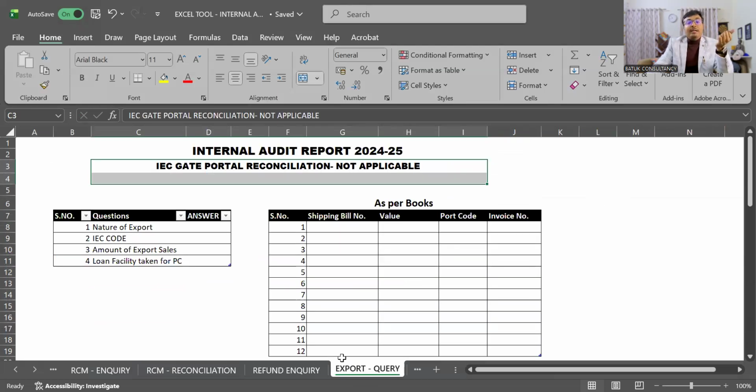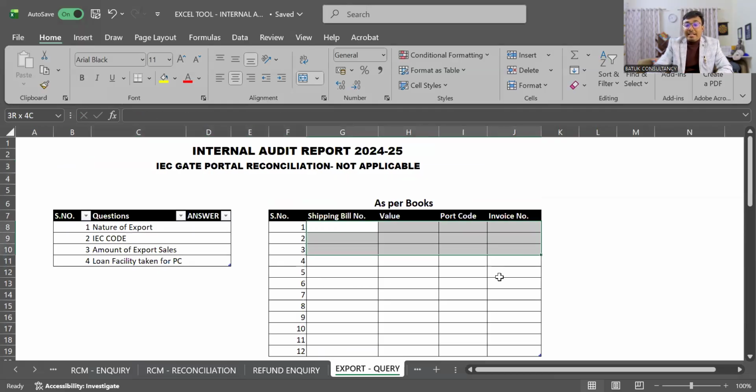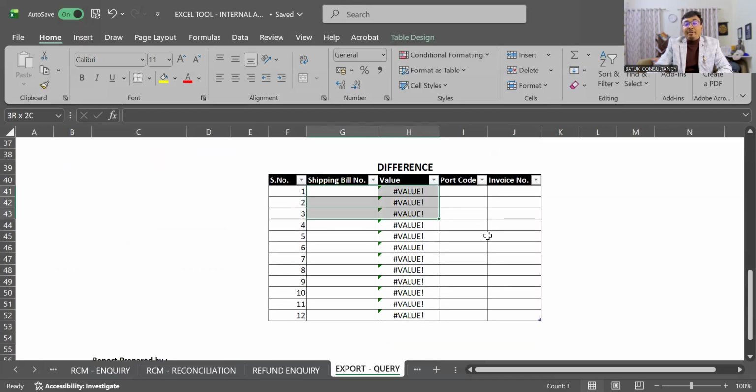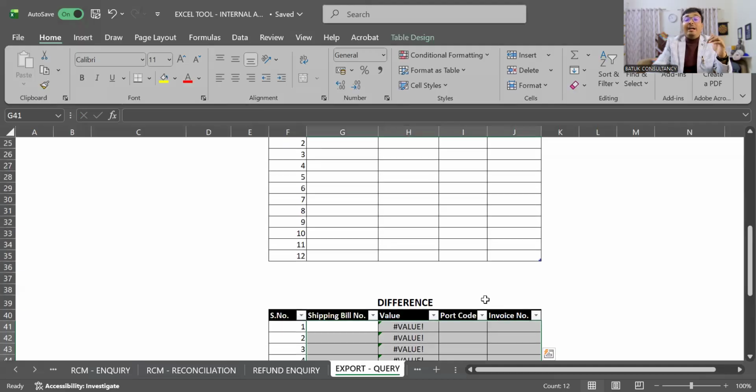But if you are not able to reconcile the figures from the IEC Get portal, then you need to go for shipping bill wise reconciliation. You need to put the shipping bill as per books of accounts, shipping bill as per IEC Get portal. Accordingly, the difference will be automatically there, so that you may connect with your CHA agent as to why there is a difference. Have you put any wrong data on the customs portal? Hence, there are reconciliation related issues on the GST and common portal. That type of exercise we may do.